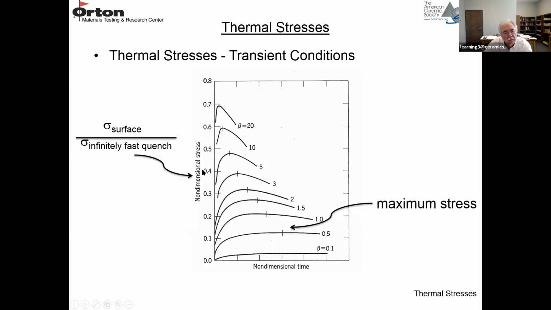So if we plot stress versus time, we get a series of plots for different ratios of beta from 0.1 up to 20. So the stress is just the surface stress that develops divided by a stress that would develop for an infinitely fast quench. So if we have a fast quench, the stress on the surface is going to be the same as for an infinitely fast quench. So this number would be 1.